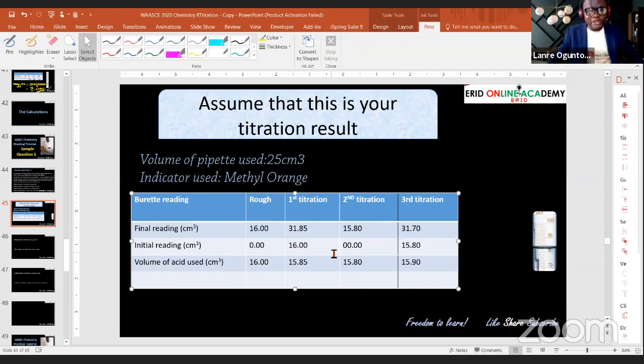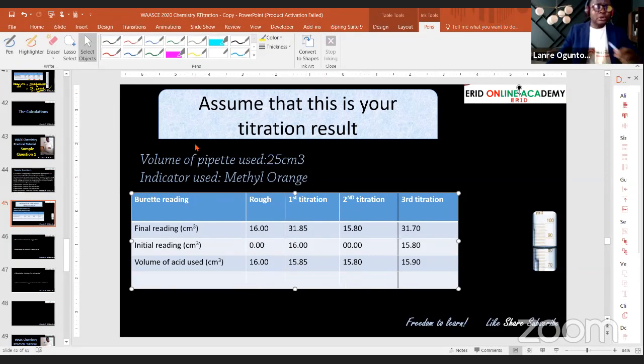So we are assuming this is our titration result. We are assuming we have done the titration. This is the result that we got. So we'll write down the volume of pipette used and the indicator used. The indicator used is methyl orange. So this is the table I got from titration.